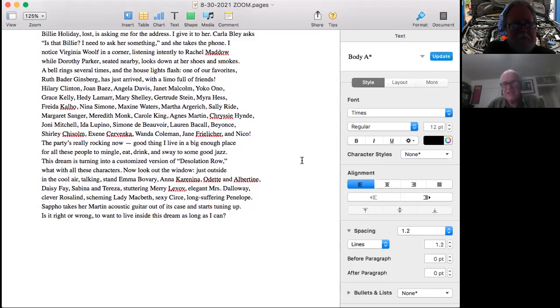Now look out the window. Just outside in the cool air, talking, stand Emma Bovary, Anna Karenina, Odette and Albertine, Daisy Fay, Sabina and Teresa, stuttering Mary Lvov, elegant Mrs. Dalloway, clever Rosalind, scheming Lady Macbeth, sexy Circe, long-suffering Penelope. Sappho takes her Martin acoustic guitar out of its case and starts tuning up. Is it right or wrong to want to live inside this dream as long as I can?